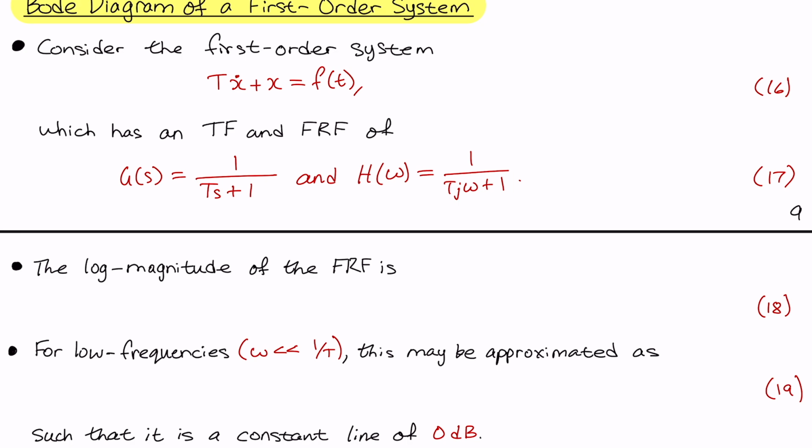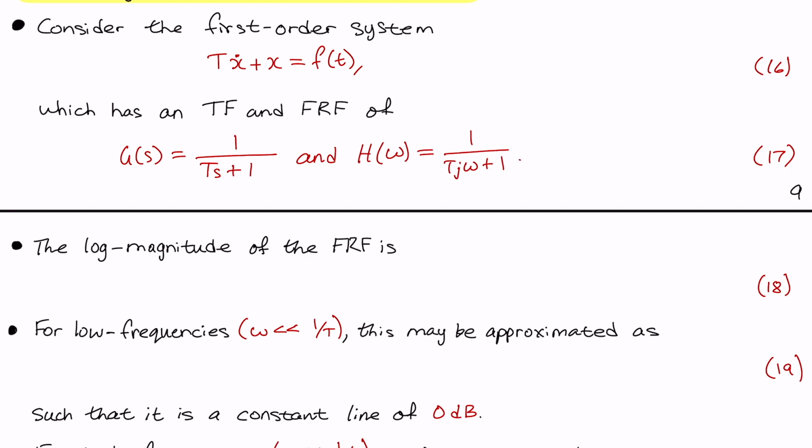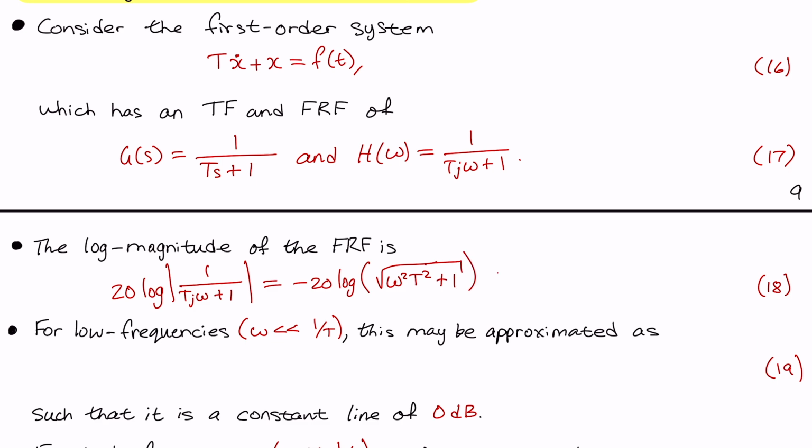All right, we can go and compute the log magnitude of this FRF. It's going to be 20 times the log of the magnitude of 1 divided by T j omega plus 1. This will be equivalent to minus 20 times the log of the square root of omega squared times T squared plus 1, square root of all that, all of that in dB.